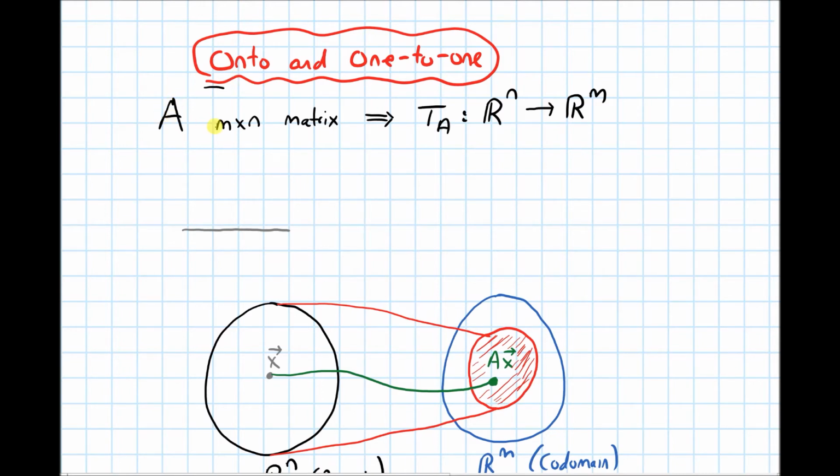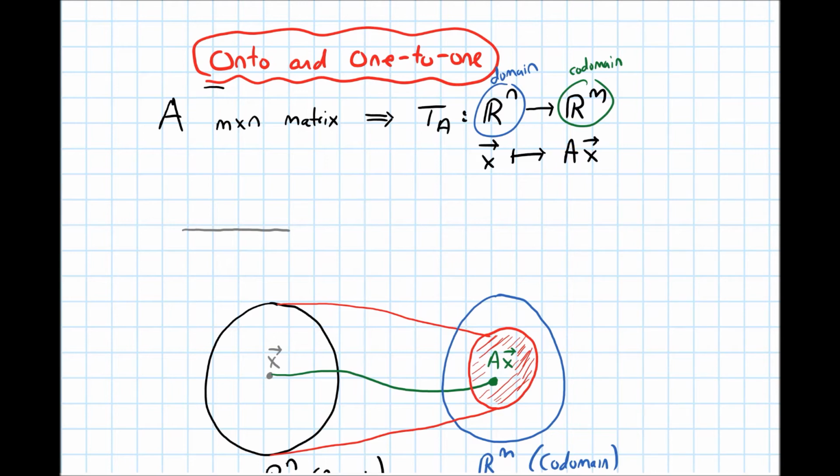So if A is an m by n matrix, we can associate it with a linear transformation, which we've called T sub A before. And T sub A has domain Rn and codomain Rm. That means I plug in vectors into it that have n entries, and I get out vectors that have m entries. Okay, so this transformation has an input x, and it outputs the same thing as what we'd get if we multiplied x by the matrix A.